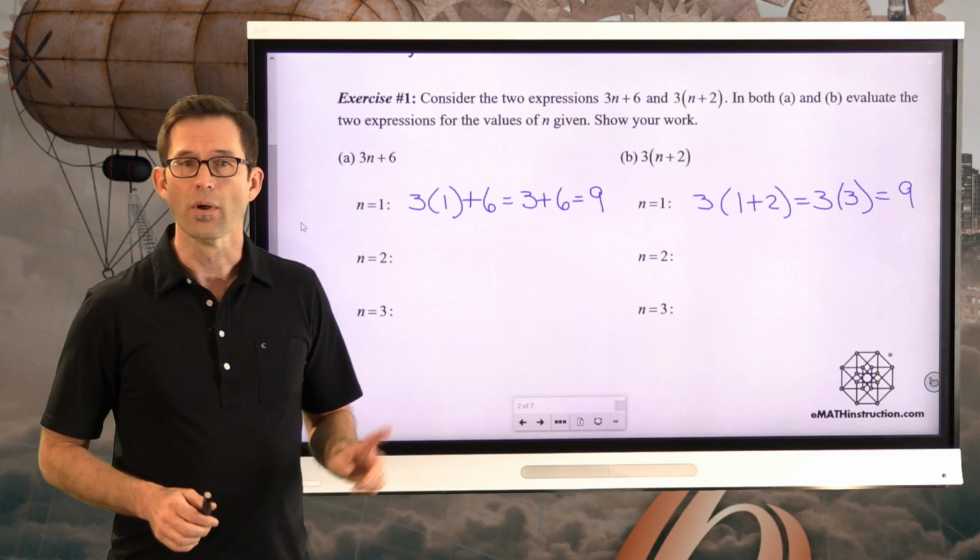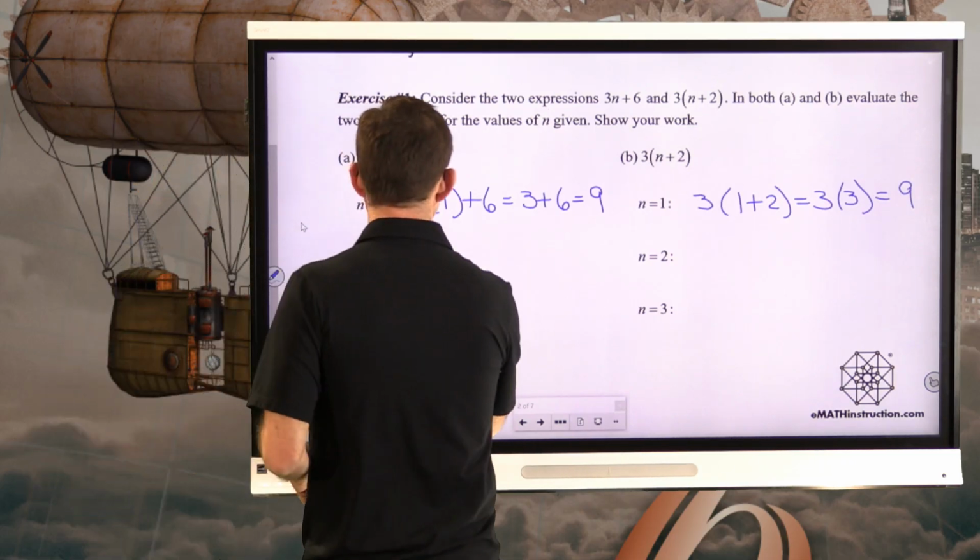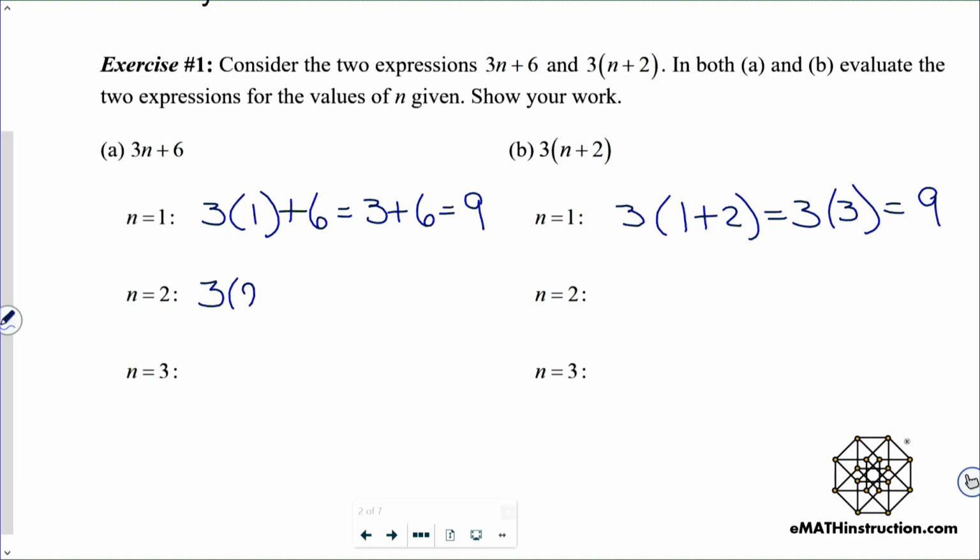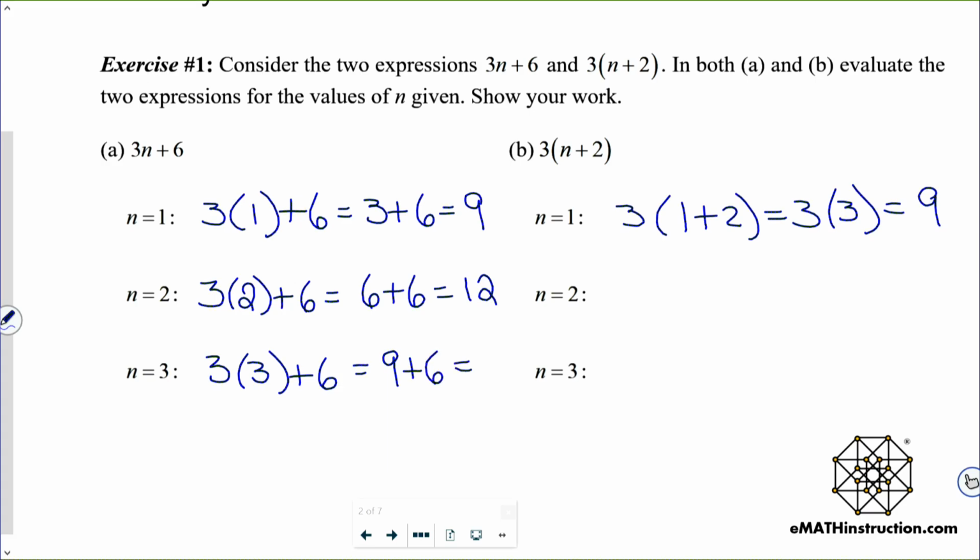All right, let's go through it. n equals 2. Same idea, right? I'm going to put 2 in for n. I'm going to multiply 3 times 2, and I'm going to get 6. Then I'm going to do the addition. 6 plus 6, I'm going to get 12. When I put 3 in for n, I'll get 3 times 3 plus 6. 3 times 3 is 9. Then I'll do the addition. 9 plus 6 is 15. So 9, 12, and 15.